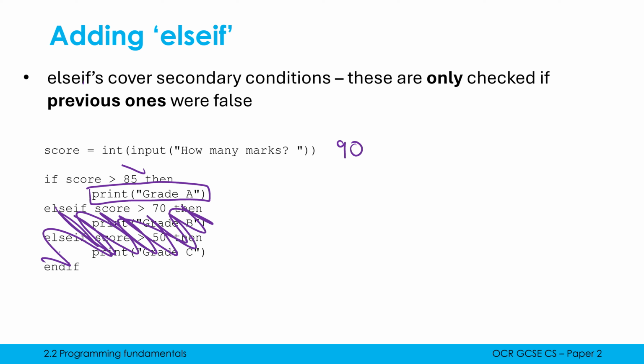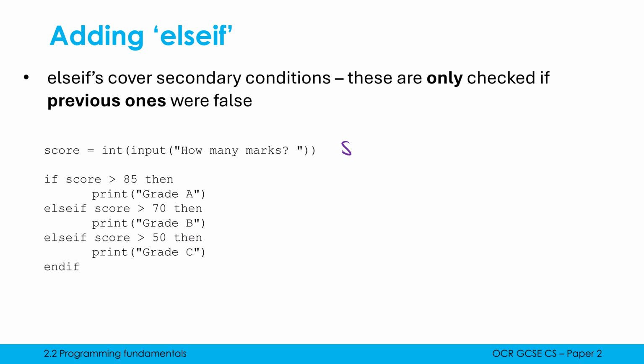They get skipped. If I scored maybe, let's say 81, well, if score is greater than 85, that's not true anymore. So I don't run this code here. I skip to the elseif, the first elseif at least. But 81 is bigger than 70. So therefore this one does run and we print out grade B to the user. The bottom elseif gets skipped because the previous one was true.